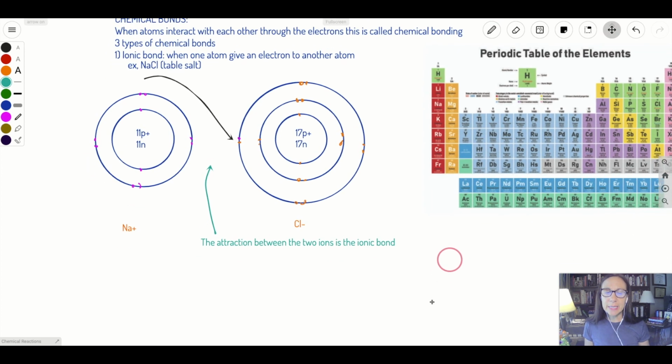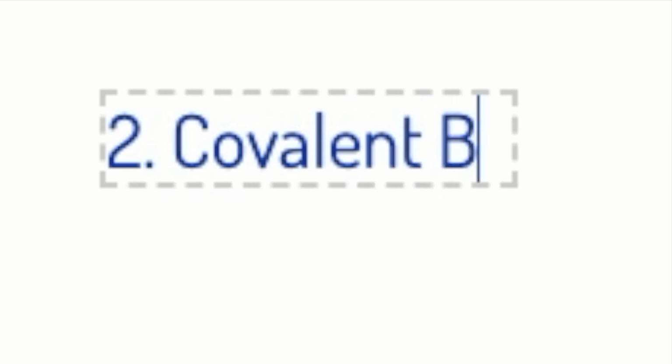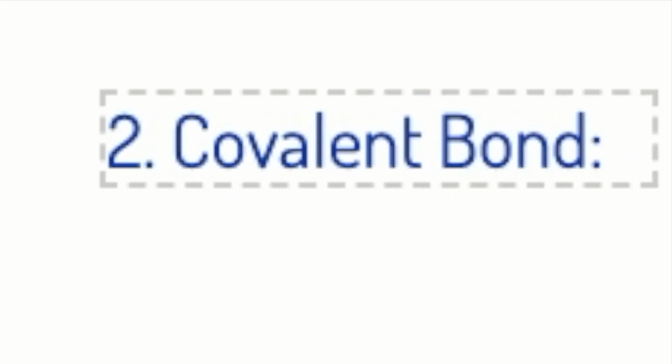Okay, the second type of bond is called a covalent bond. So this is number 2. Covalent bond. A covalent bond is when 2 atoms are interacting with each other and they are sharing electrons. They're actually touching and they're like holding hands because they're touching each other and they're sharing the electrons.